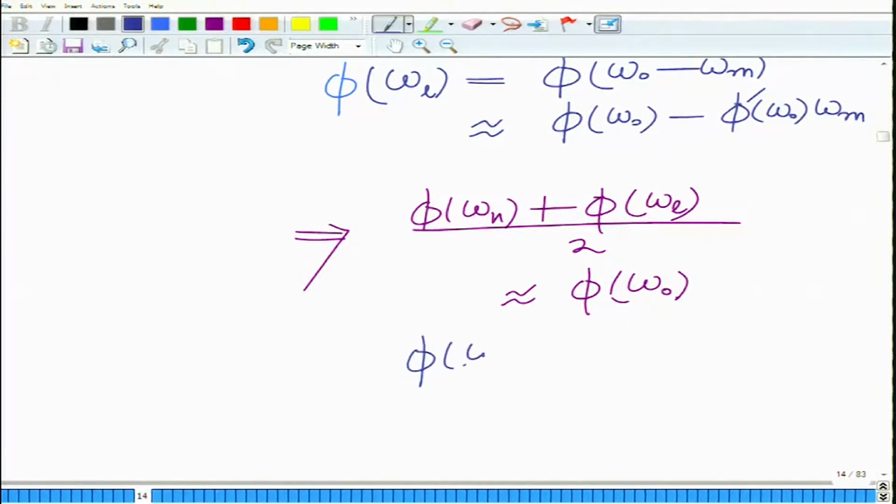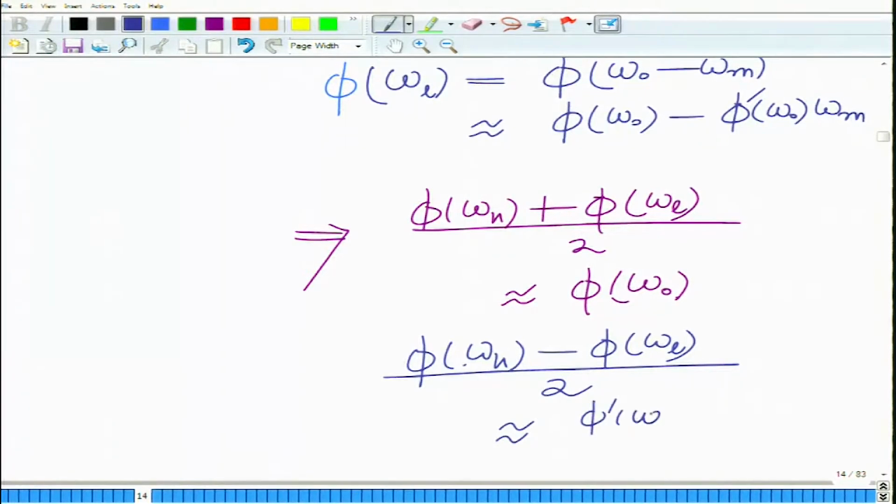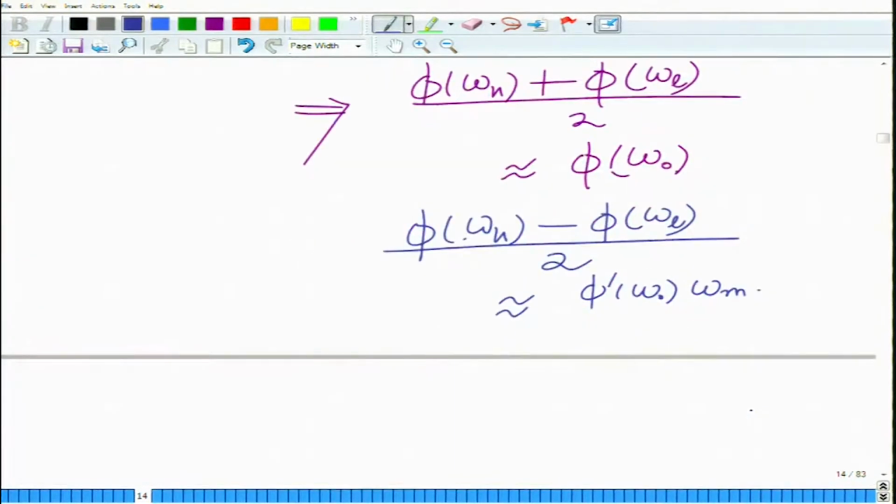and more interestingly phi of omega h minus phi of omega L divided by 2, this is approximately equal to phi prime omega naught into omega m, that is basically your d phi by d omega evaluated at omega equal to omega naught times omega m. Okay. So, this is your phi of omega h minus phi of omega L by 2.